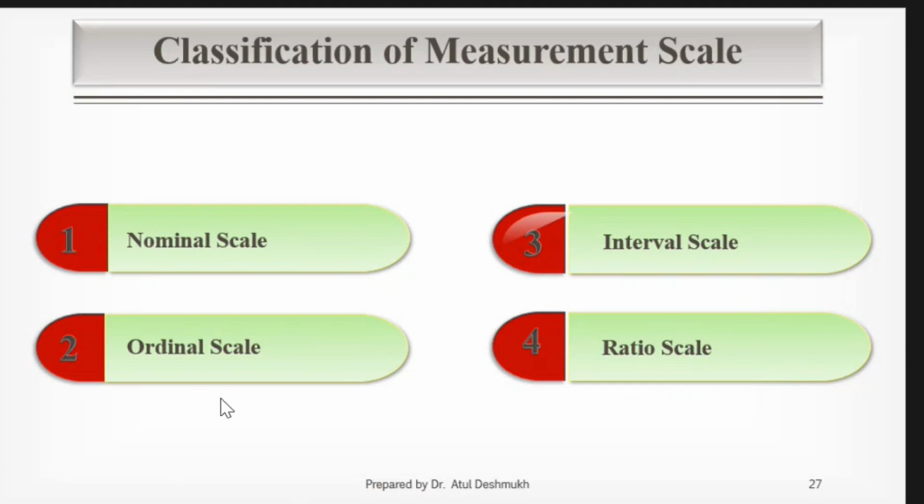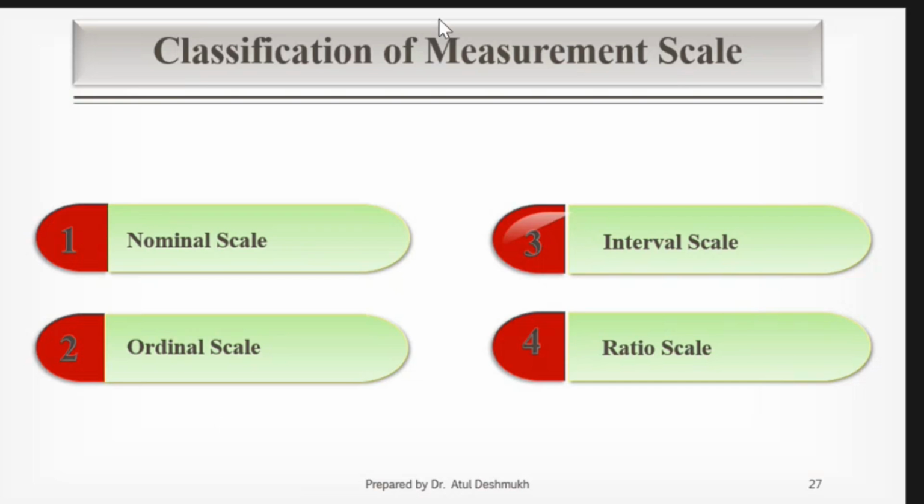Second is ordinal scale. Here I am ranking you people based on some kind of test. I am conducting a test of 100 marks and the marks are given. Based on your marks, I am ranking you rank number 1 to rank number 40. So there is order, natural order, or order of importance that is accepted by everyone. When there is natural order or order of importance, that is called ordinal scale.